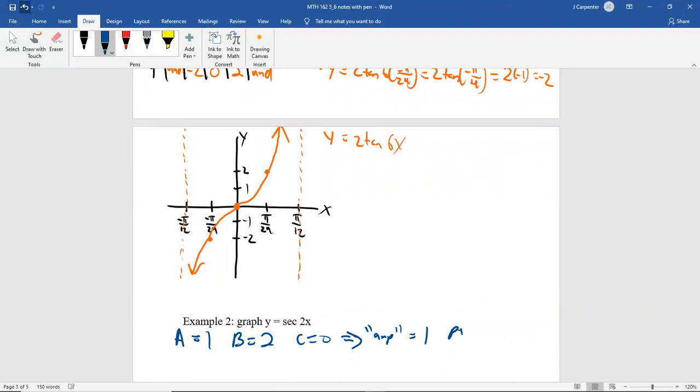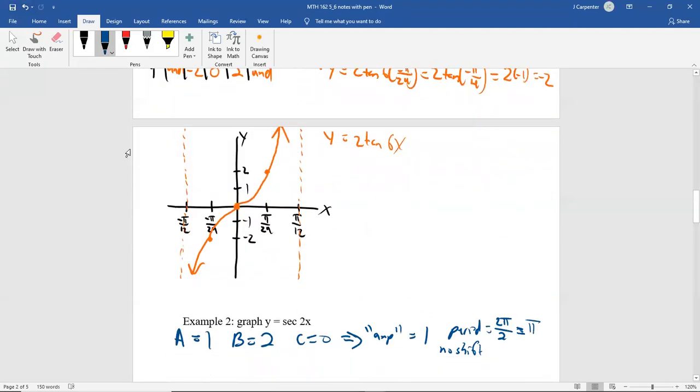Then the period should be the pi over b, which in this instance is going to be 2 pi. I said pi, didn't I? I meant to say 2 pi. This is secant, so 2 pi over the b, which was 2, making it pi. I had the answer in my head, which is why I said pi initially. And then there was no shift.